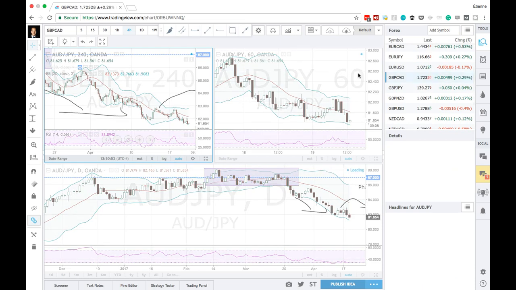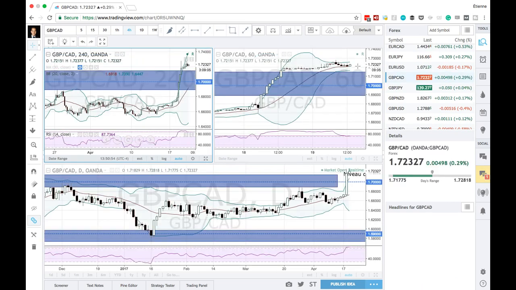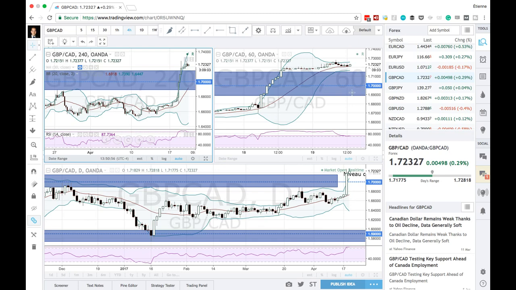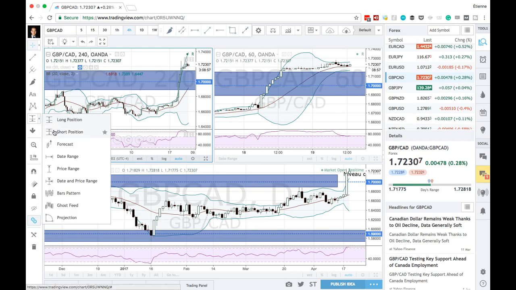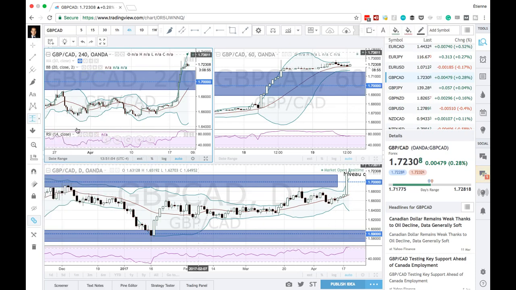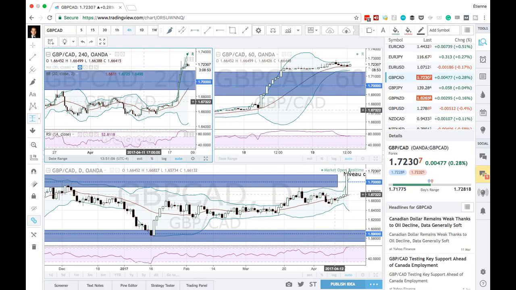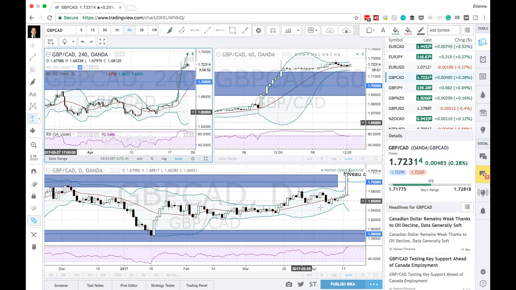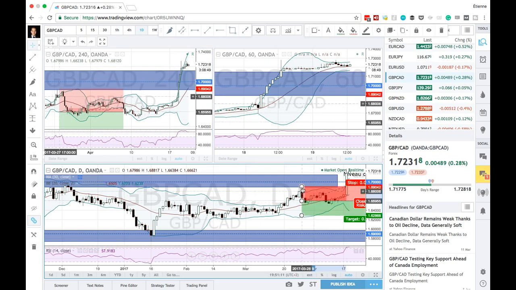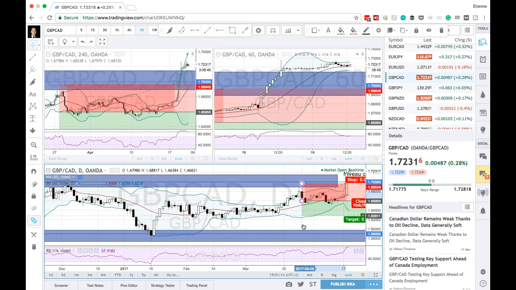I was in GBP CAD. I was short on that pair like a day ago or so. So I had this thing right here on the left side, and you can put a long or short position. I was short. My entry was there. I could move this a little bit to show my stop loss, show where my take profit was, and I got stepped out, of course.